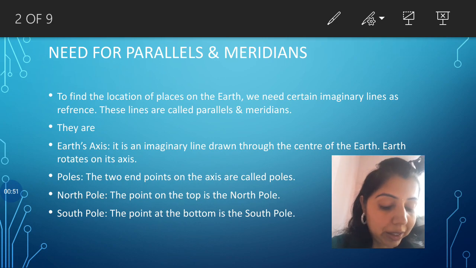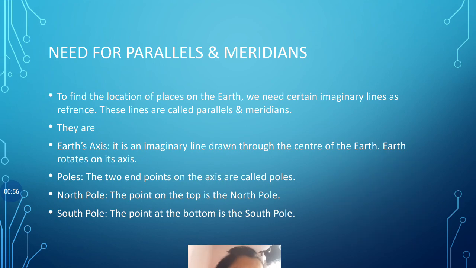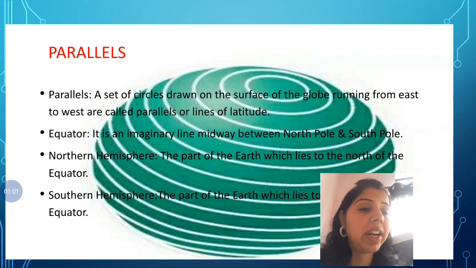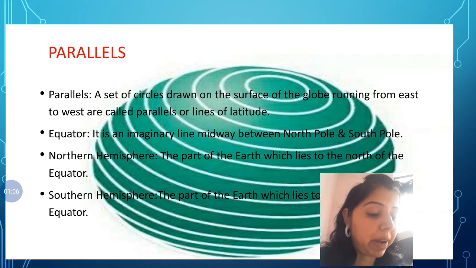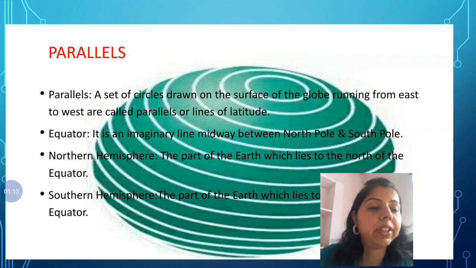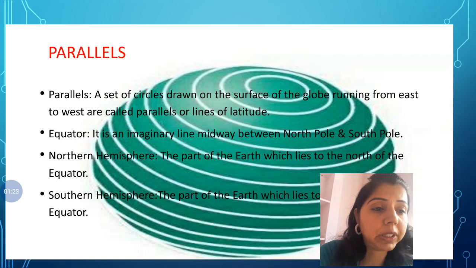Let's see about the parallels. A set of circles is drawn on the surface of the globe running from east to west. They are called parallels or lines of latitude. The earth is divided into two equal parts by drawing an imaginary line midway between the north pole and the south pole. This line is called the equator. The equator is the longest parallel. The part of the earth which lies to the north of the equator is called the northern hemisphere, and the half lying towards the south of the equator is called the southern hemisphere.